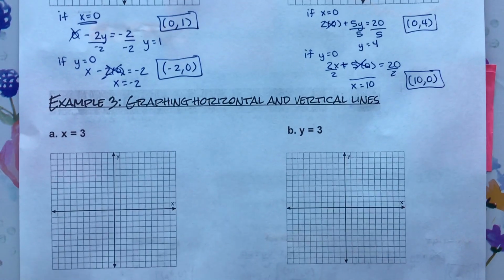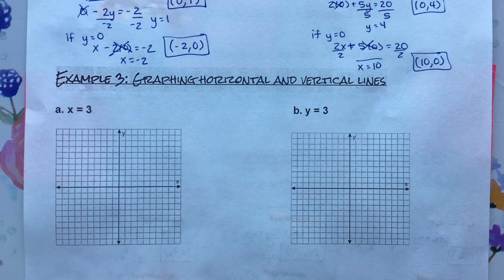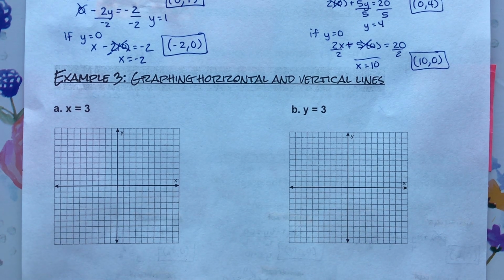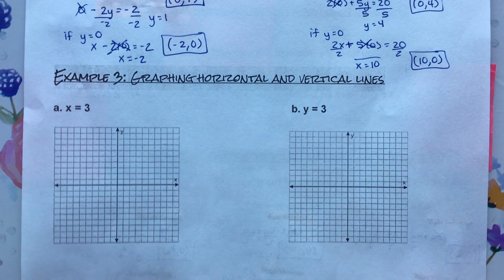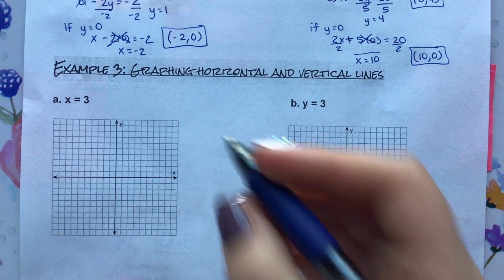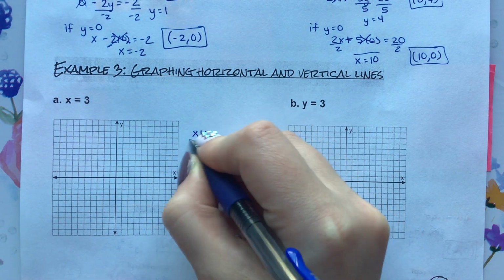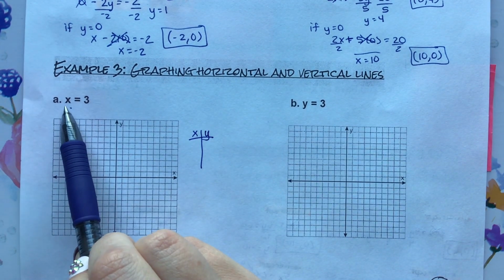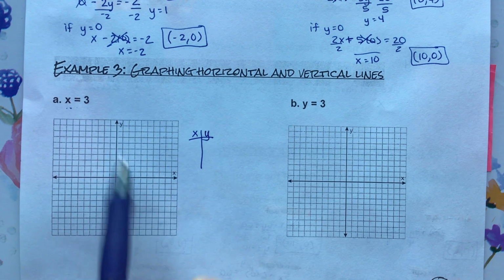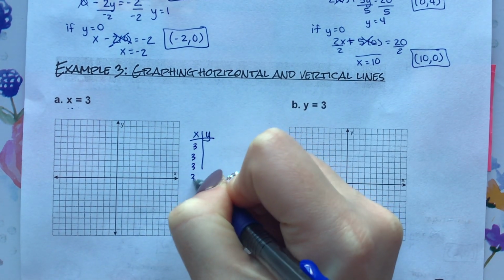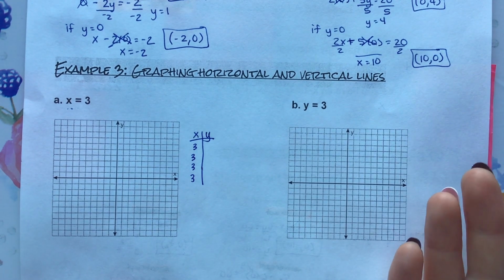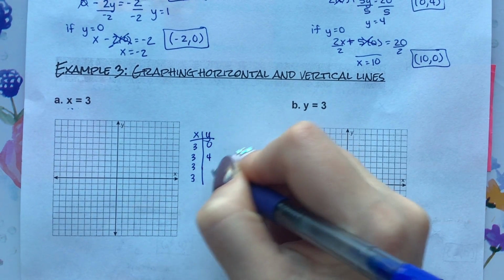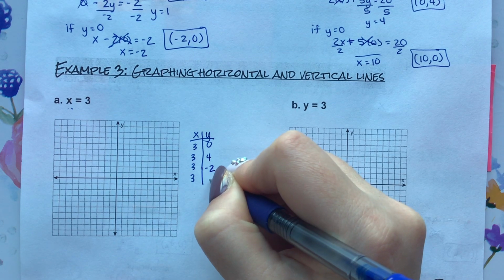Now, what if you have a line that goes straight up and down or perfectly side to side? There are a couple strategies that you can use. You can just memorize that x equals a number is going to be a vertical line and y equals a number is going to be a horizontal. You can do it that way. Or you can quickly set up a table of values and notice what my equation is. It is x equals 3. So I know no matter what y is, x has to equal 3. And then we can just list some y values. It could be 1, it could be 4, it could be negative 2, or it could be 6.